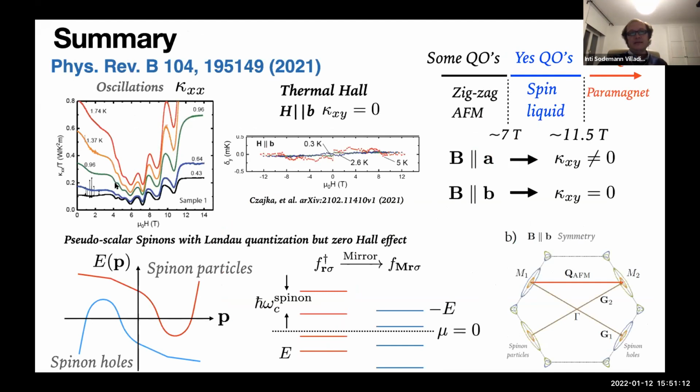Just to summarize, there are clear oscillations of kappa xx accompanied by absence of kappa xy when the magnetic field is along the directions that preserve the mirrors, within some intermediate region, that indicate the presence of a pseudo-scalar spinon Fermi surface state. The idea is that this is a state in which you have a compensated spinon particles with spinon holes, but the magnetic field doesn't break the mirror. So you can have Landau quantization with zero Hall effect.